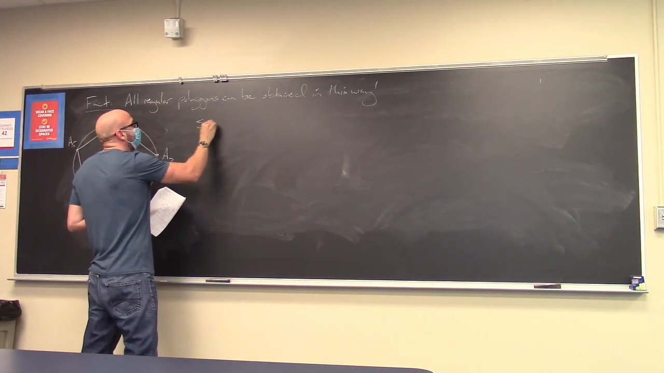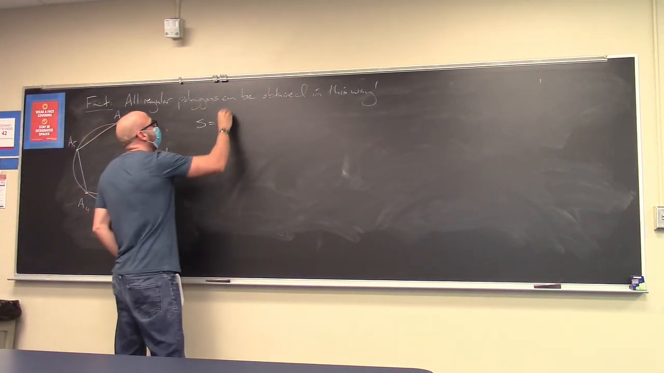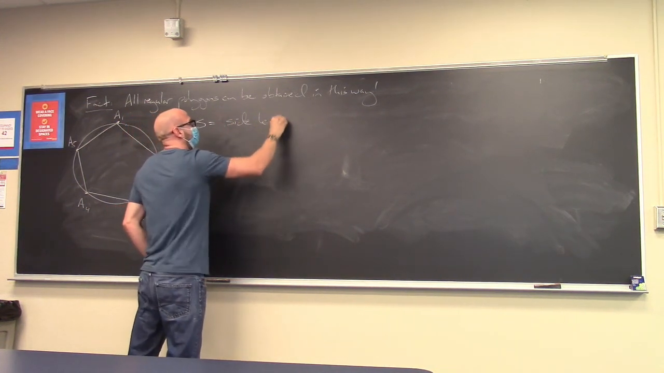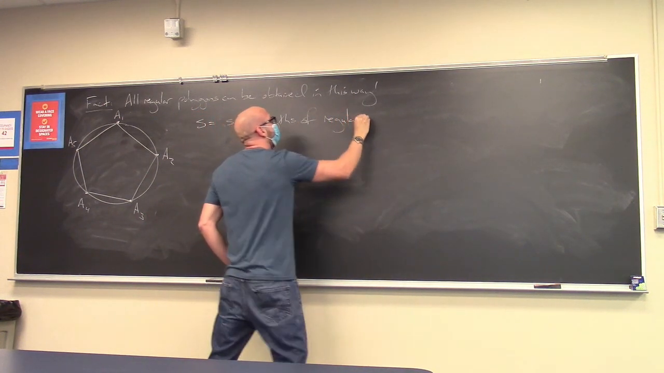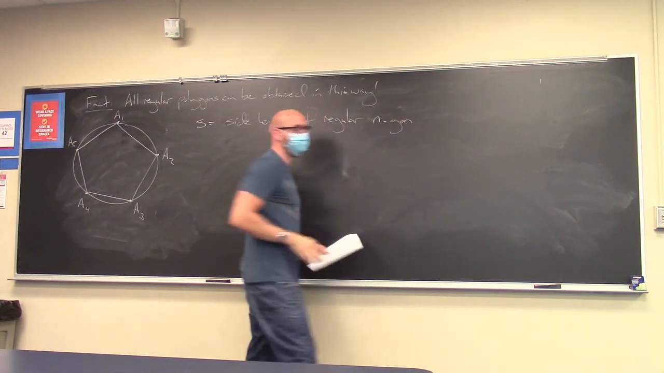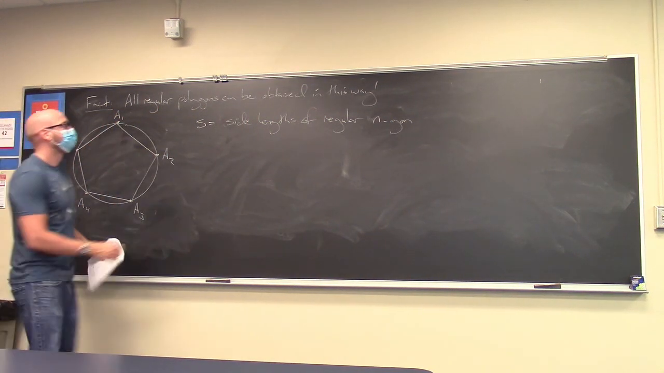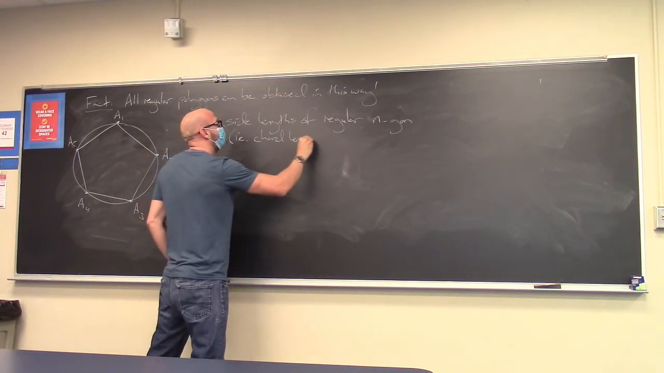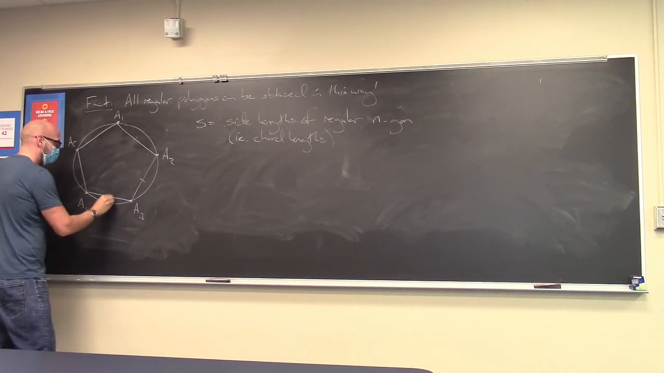So let's see. S is going to be the side lengths of a regular polygon. Actually, let's call it an n-gon, because we'll need n later on. So this is just the length of these chords, i.e. the chord lengths. Each of these has the same length, and they have length S.